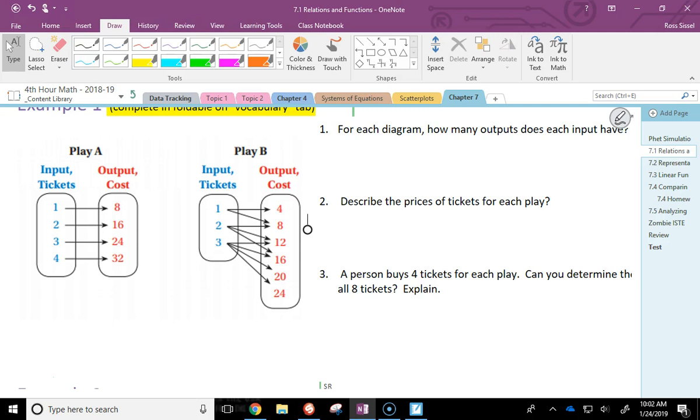What I want you to do, don't write this down because we'll do this in class. Turn and talk with your neighbor real quick on this. I want you to discuss number 1. For A, how many outputs does each input have? And then we're going to do the same thing for B. This should only take you a couple seconds. Turn and discuss with your neighbor. How many outputs does A have? How many outputs does B have?